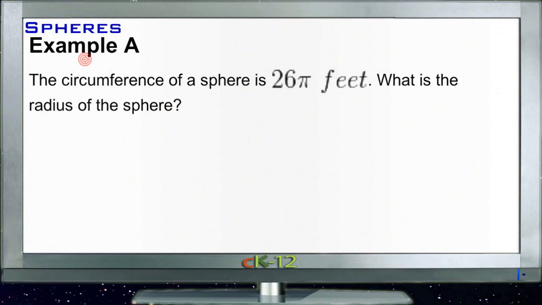All right, so example question A for our spheres lesson asks us to find the radius of a sphere if the circumference is 26 pi feet. So we just need to remember the formula for circumference.